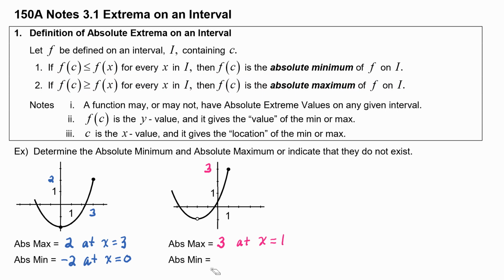Now for the absolute min, we're looking to see if there's a y value that's smaller than all the other y values on the interval. And in this case, there isn't one. Because there's a hole here, there's not a y value of -1. It gets infinitely close to -1, but any y value you would pick, you could always find a smaller y value that's even closer to -1. So in this case, the absolute minimum does not exist.